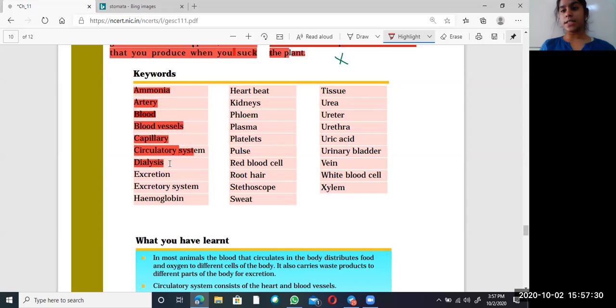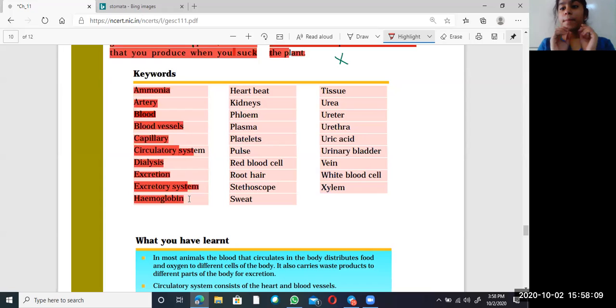Dialysis is a process. When a person's kidney is not working, we replace its function with an artificial one. That's called dialysis. Excretion is the process of excreting waste out of the body. Excretory system is the system involved in excretion, which includes your kidneys, ureters, bladder, and urethra.